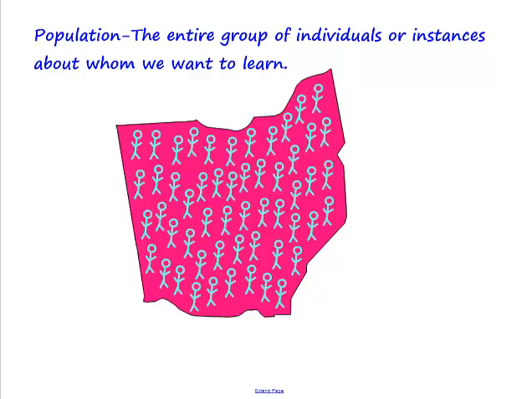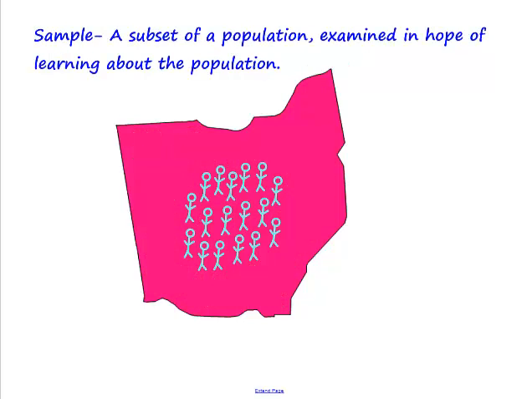So here we have a picture of the state of Ohio. Our population would be every person that lives in the state of Ohio. Our next term is sample. It's data collected from only some of the subjects or items. A sample is part or a portion of the population, and many samples would make up the population. So it's a subset of the population examined in hopes of learning about the population. Before, our population was every person that lives in the state of Ohio, so our sample will be some of the people that live in the state of Ohio.